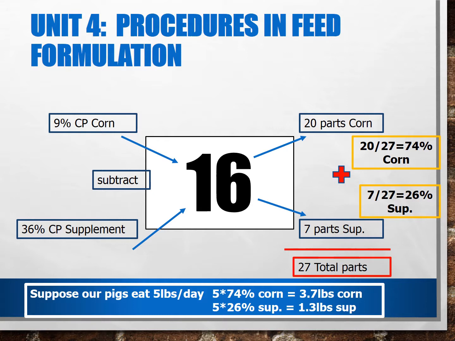If we take that 5 pounds per day intake and multiply it by 74% of the diet being corn, as suggested by our Pearson square, that means that pig is going to need to eat 3.7 pounds of corn a day. We take that same 5 pounds intake multiplied by the other 26% of the diet, the supplement. That means we need to feed him 1.3 pounds of supplement per day to match that 5 pounds intake and that 16% crude protein diet. That's how feed formulation works, just real quickly.